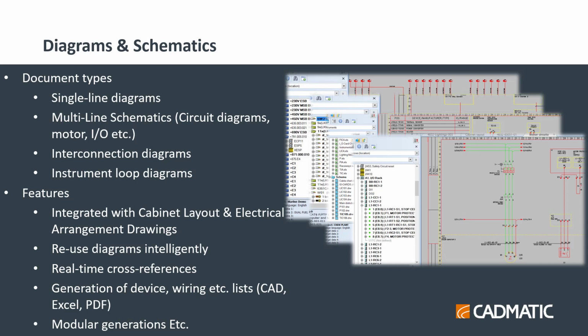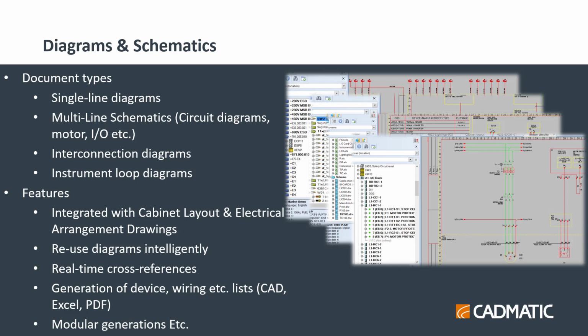And regarding features, now of course everything is database-based, centrally managed, but in addition integrated with cabinet layout. So if you have a conductor in the diagram, the same conductor can also be inserted into the cabinet layout. Or if you have terminals and you want to generate terminal strips, you can generate the terminal strips and multi-place those into the cabinet layouts. And of course, the electrical arrangement drawings. For example, you have a motor. After you insert the motor in the layout, it is also possible to get the cable lengths.